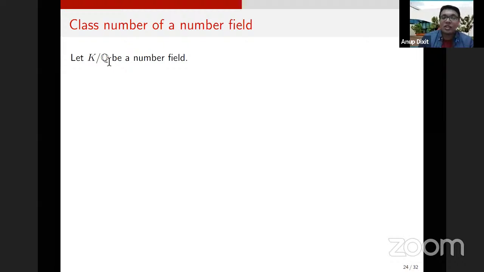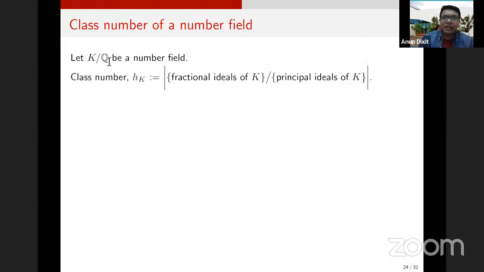That's a finite extension of Q. We define the class number as the order of the ideal class group, which is basically: look at the fractional ideals quotiented by the principal ideals. So the class number captures how far the ring of integers of this field is from being a PID.